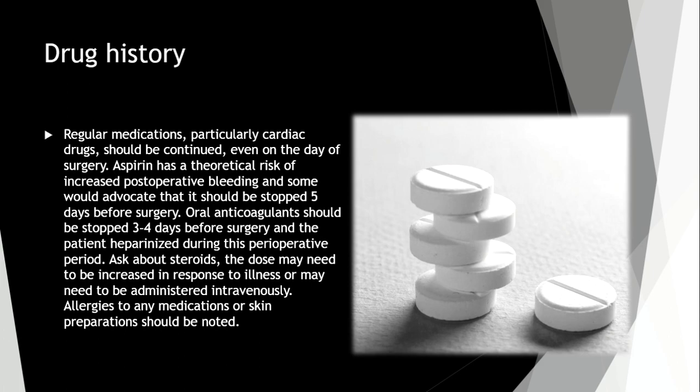Drug history. Regular medications, particularly cardiac drugs, should be continued, even on the day of surgery. Aspirin has a theoretical risk of increased postoperative bleeding, and some would advocate that it should be stopped 5 days before surgery. Oral anticoagulants should be stopped 3–4 days before surgery, and the patient heparinized during this perioperative period. Ask about steroids. The dose may need to be increased in response to illnesses or may need to be administered intravenously. Allergies to any medication or skin preparation should be noted.